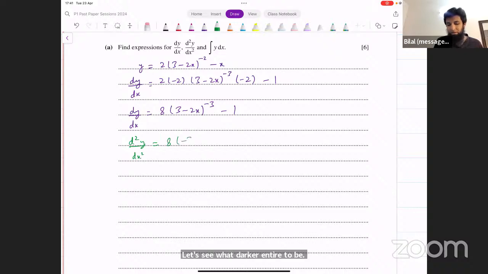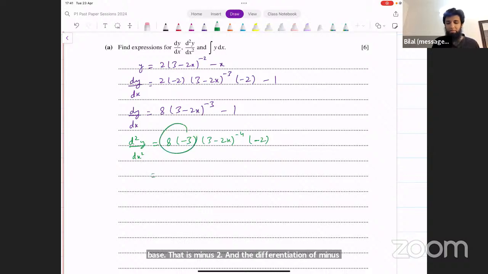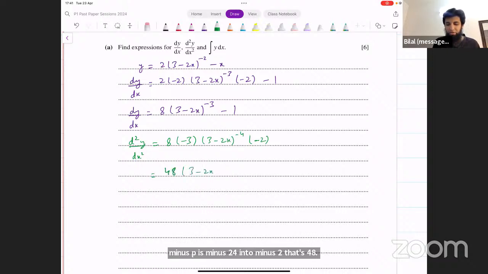Multiply by the power again. Subtract 1 from the power. So it becomes minus 4. Multiplied by the derivative of the base, that is minus 2. And the differentiation of minus 1 is 0. So that gets ignored. Now we multiply this. 8 into minus 3 is minus 24. Into minus 2, that's 48. 48 into 3 minus 2x whole raised to power minus 4. That's the second derivative. Okay, you can write this in the denominator if you want, or you can leave it like this, and that's perfectly okay. You've got the first derivative and the second derivative.